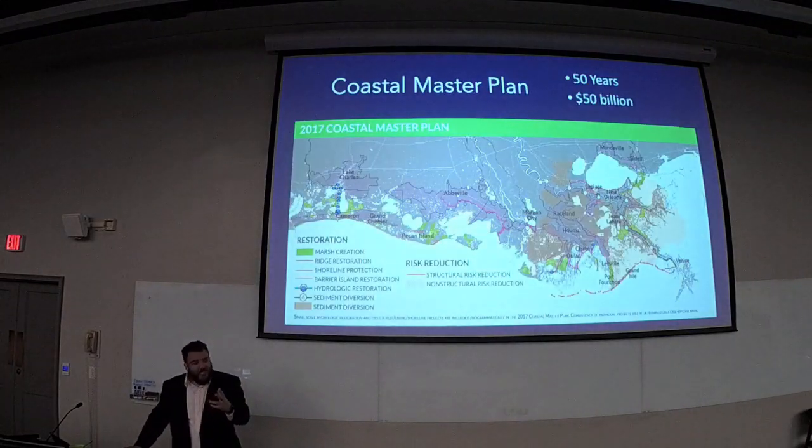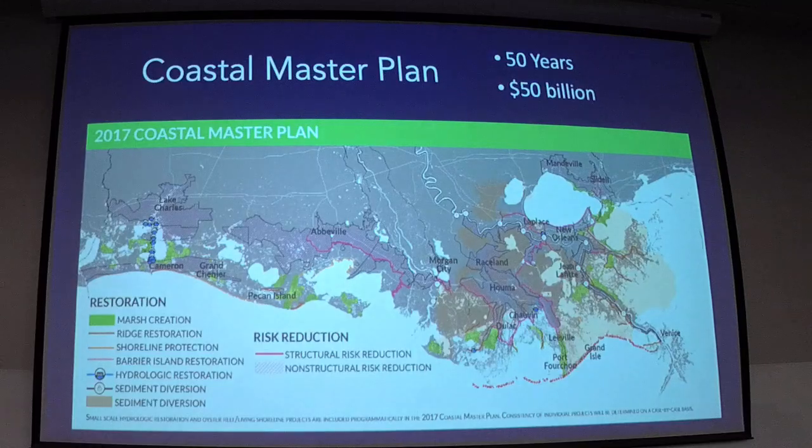And when we mention anthropogenic modification, I can't help but bring up something called the Coastal Master Plan, which was proposed by the Coastal Protection and Restoration Authority. It's about a 50-year plan, budgeted, again, at $50 billion. There are lots of different projects talked about in the Coastal Master Plan that you can see here in this image that I'm sure many of us are familiar with.